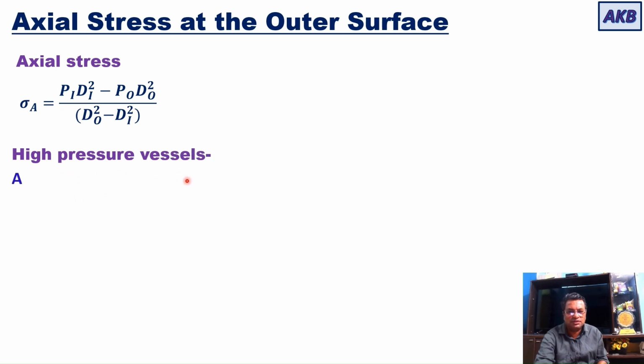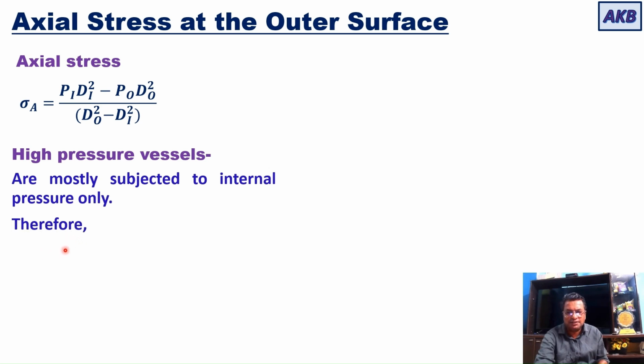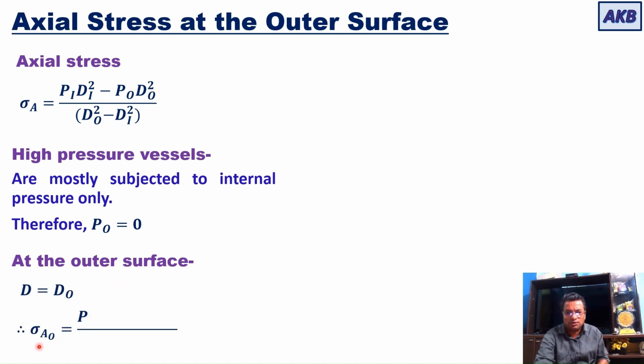For high pressure vessels, which are mostly subjected to internal pressure only, that is P0 is 0, and at the outer surface D is equal to Do. So the equation for axial stress becomes sigma AO is equal to (Pi di square minus 0, because P0 is 0, into do square) upon (do square minus di square).